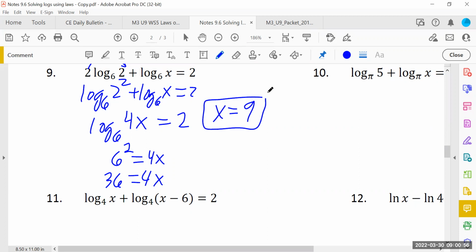Right now, I'm just giving you lots of examples so you can see all the different permutations that you could do these. But the general format is combine the logs, switch to exponent form, and solve.